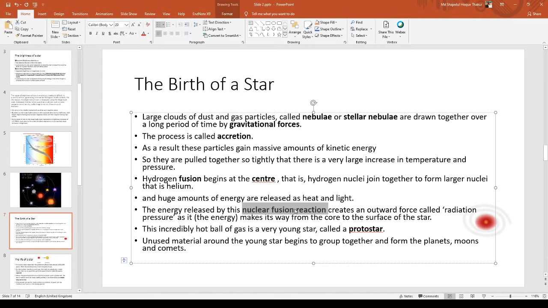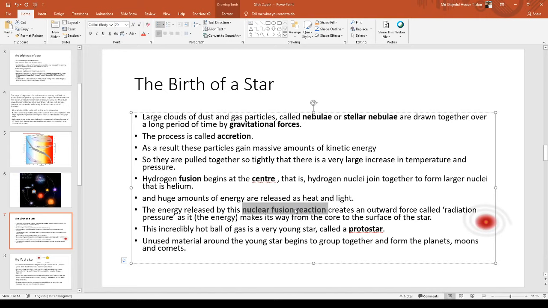So basically two hydrogen nuclei join together to produce helium, and that is why at the core of stars, at least in the core of our sun and many other stars like the sun, helium is continuously being produced. We will talk about those in the future slides. Since this nuclear fusion is a huge reaction, it releases a lot of energy.